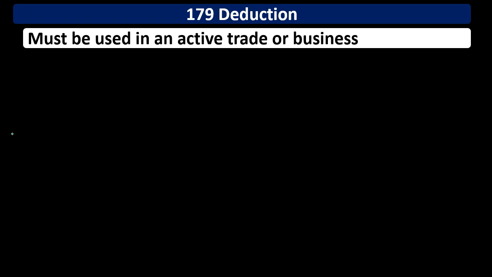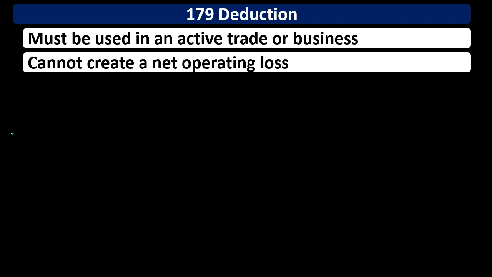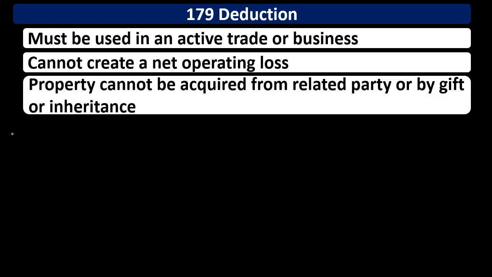So the 179 deduction must be used in an active trade or business. When we're thinking about the 179 deduction, it's got to be, of course, in the active trade or business in order to get the benefit from it. It cannot create a net operating loss. So once again, you can't have a net operating loss from the 179 deduction. It's going to be limited in that case.